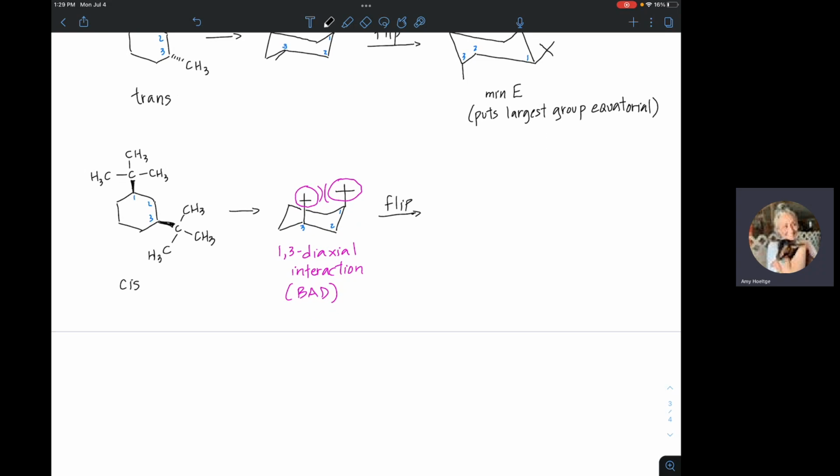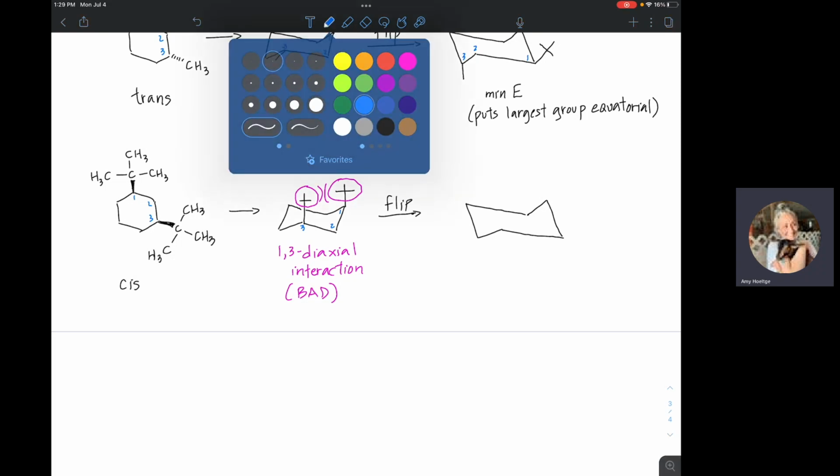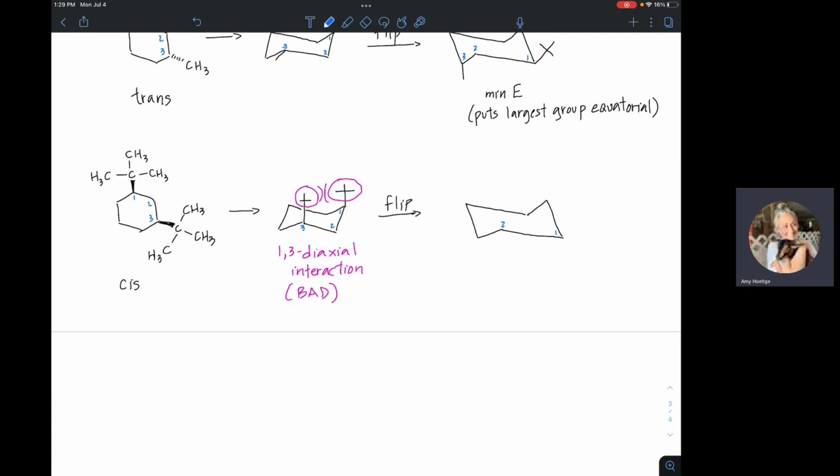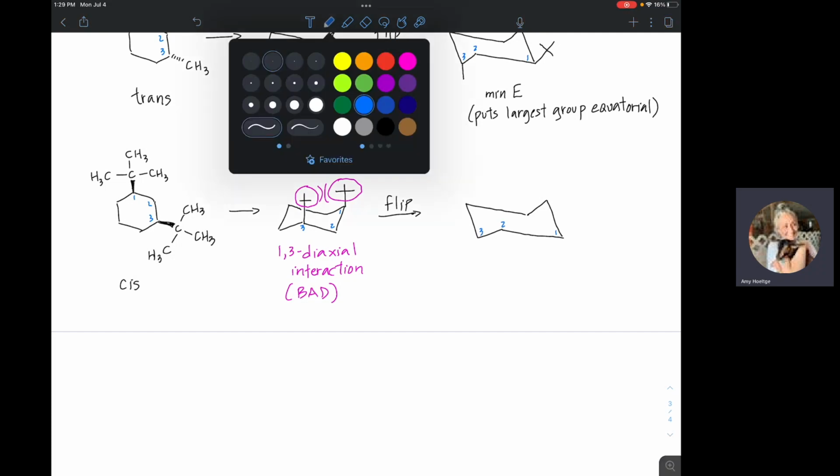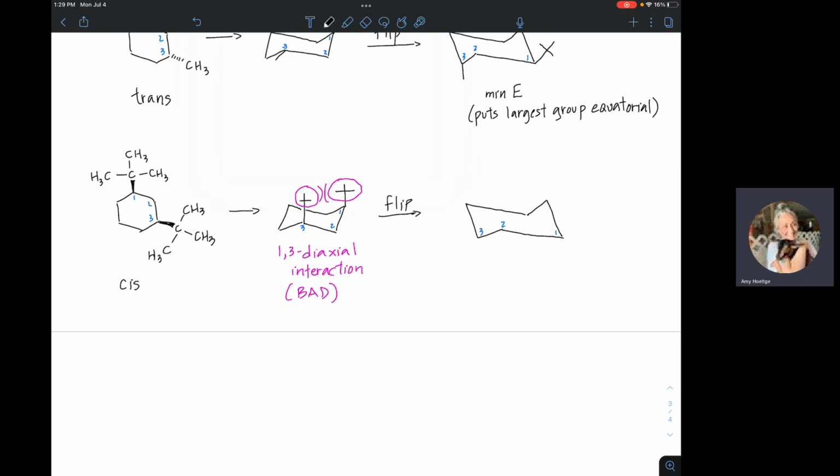So they'll still be up, right, relative to the ring, but you'll be minimizing the Coulombic force of repulsion as we give these larger groups more personal space. So again, here's carbon number 1, 2, and 3. Whatever was axial in the first ring, the first chair, is going to become equatorial. We're not changing the stereochemistry.